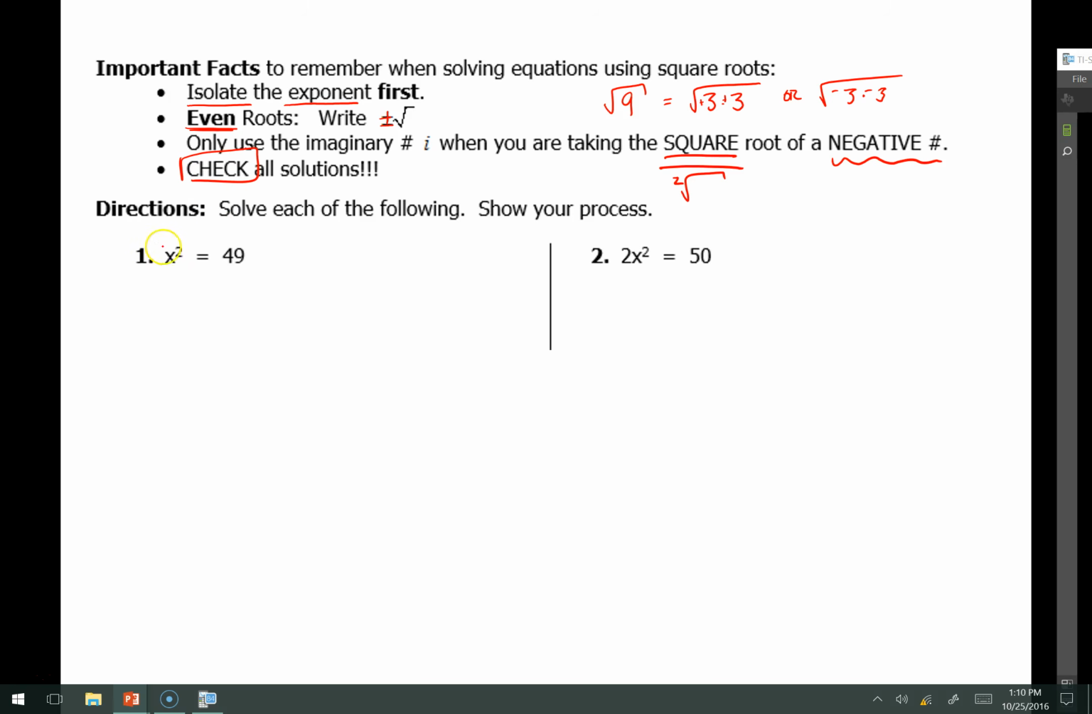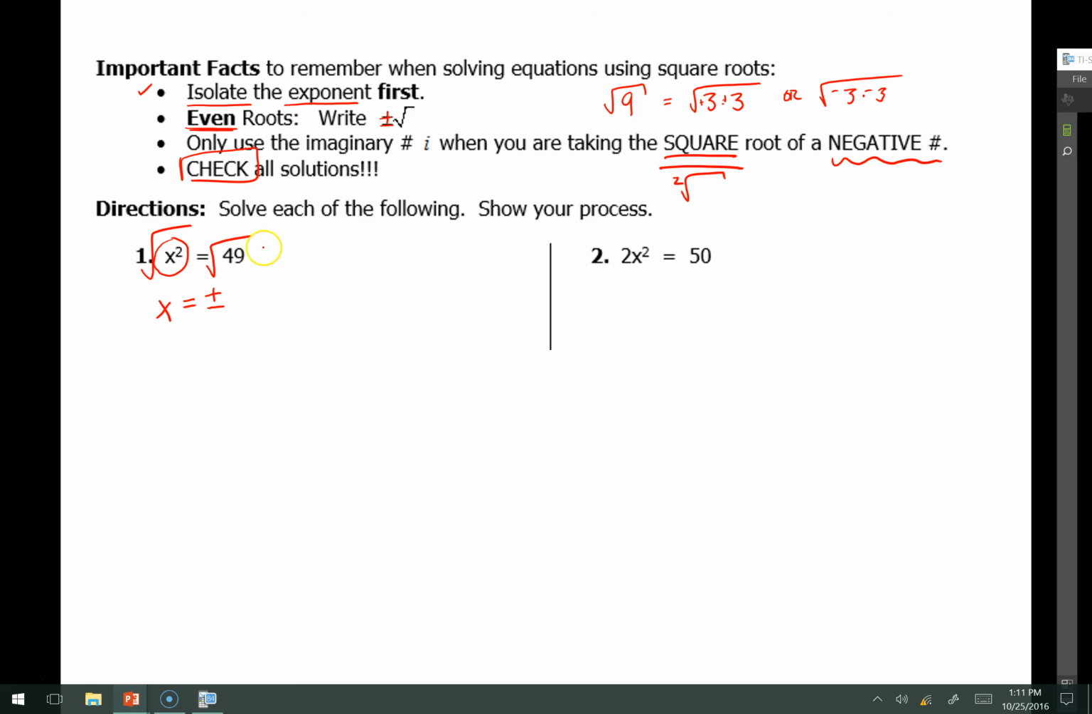This first problem says that x squared is equal to 49. Notice here that I have the quantity that's being squared all by itself on the left-hand side. I don't have anything being multiplied or added or subtracted or anything like that. So the isolating is done. That means I can now take the square root of both sides of this equation. When you take the square root of x squared, it gives you just x, because there's one set of x's that come out. And when you take the square root of 49, remember you have a positive and negative case because you're taking an even root.